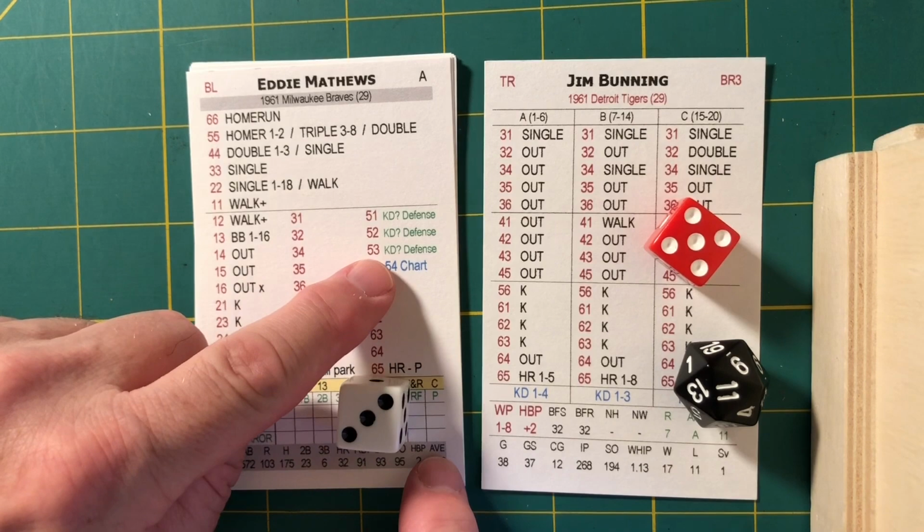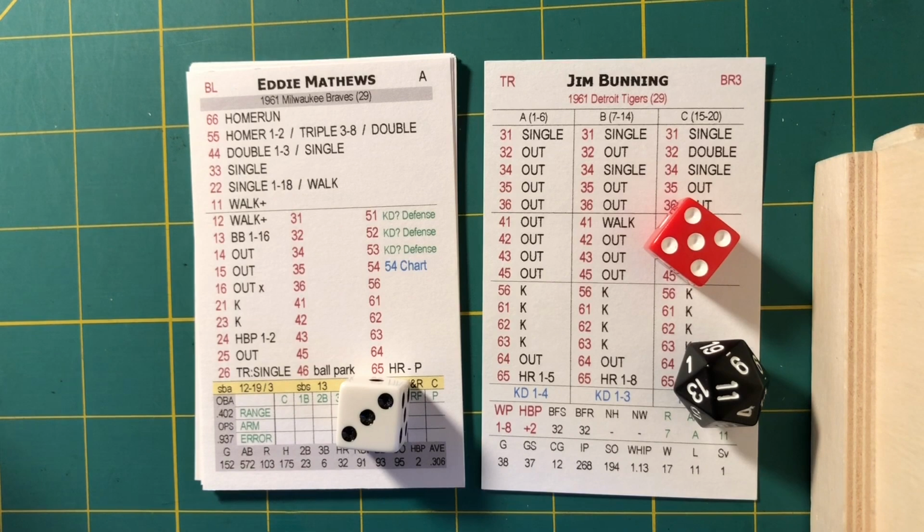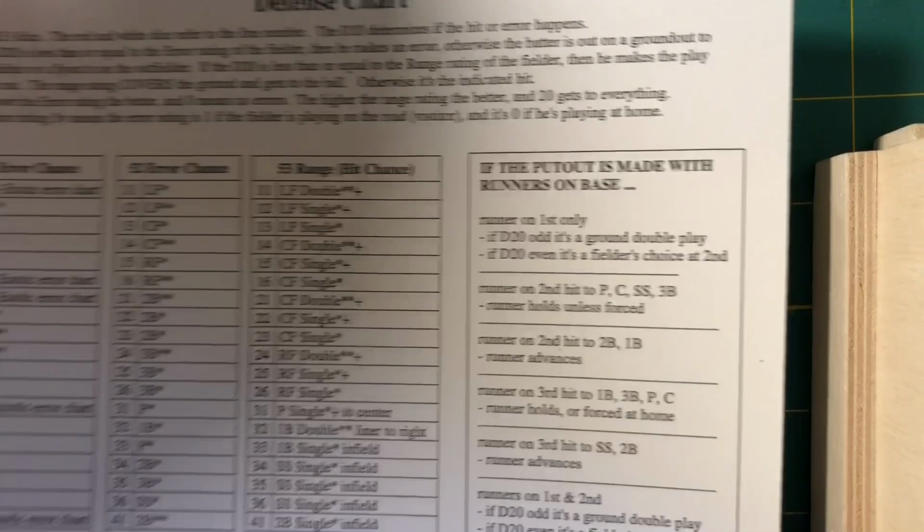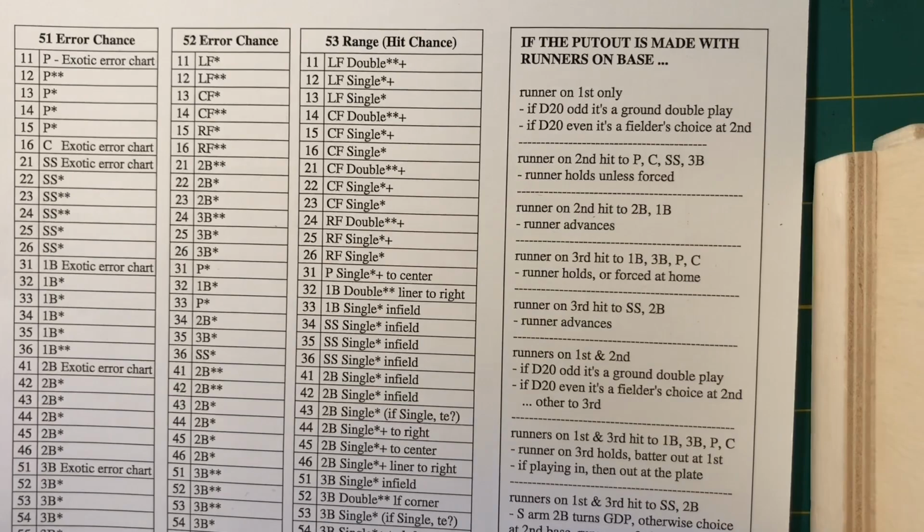Point 53 defense chart. And I got that right here. Yep, I sure do. Here it is. Gonna re-roll. It is a range check. Get to the kitchen. Oh my God, I smell gas.